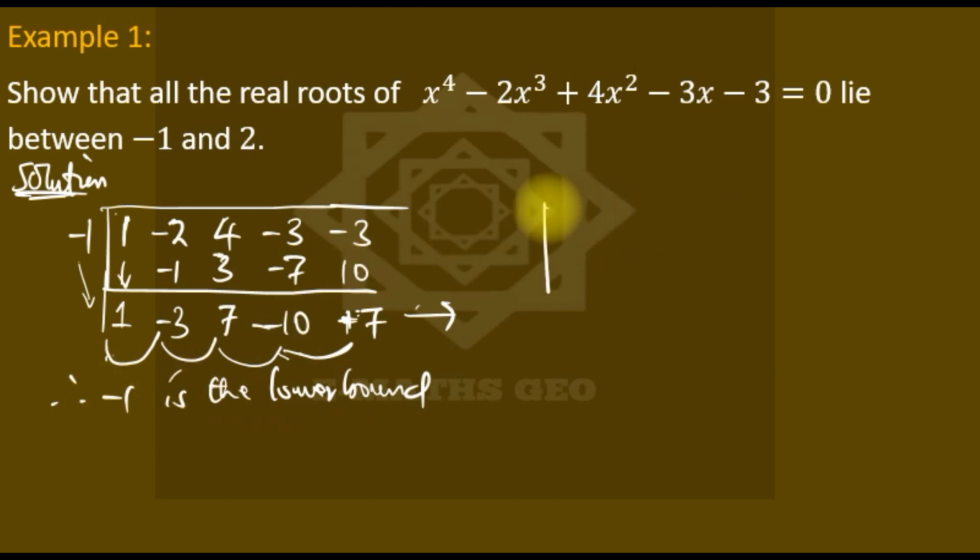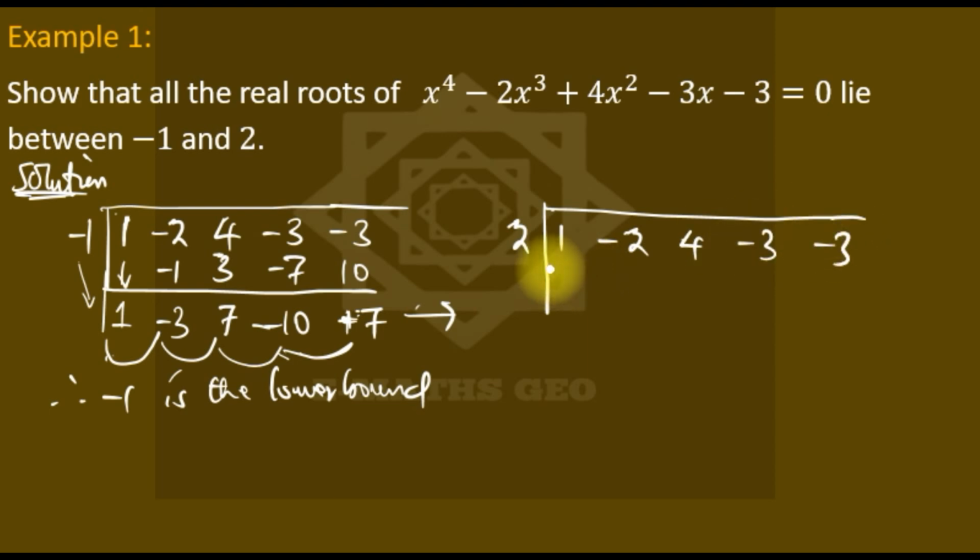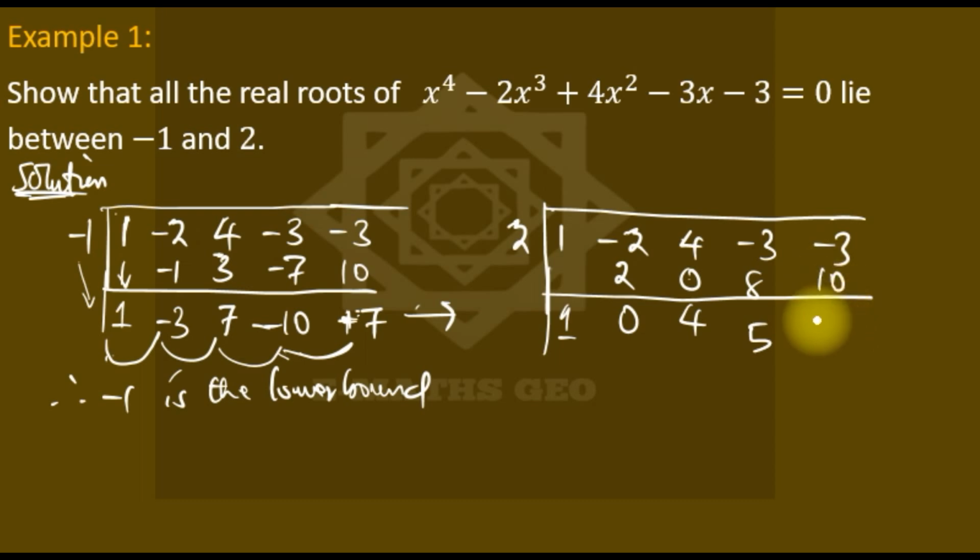So let's test for the other one, which is 2. We still write 1, -2, 4, -3, -3. Using our synthetic division again, we bring down 1. 1 times 2 is 2. If you add, we get 0. 2 times 0 is 0. If you add 4, 2 times 4 is 8. If you add, we get 5. 2 times 5 is 10. If you add, we get 7. What do you notice? All the entries are positive.